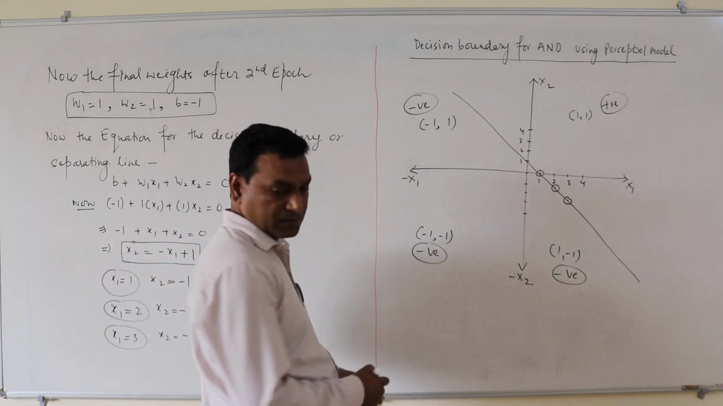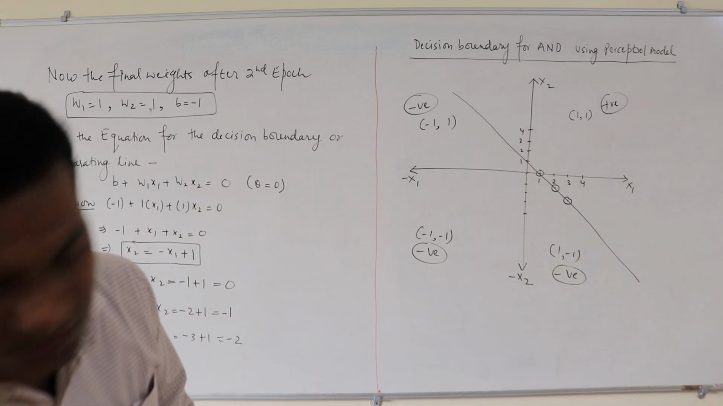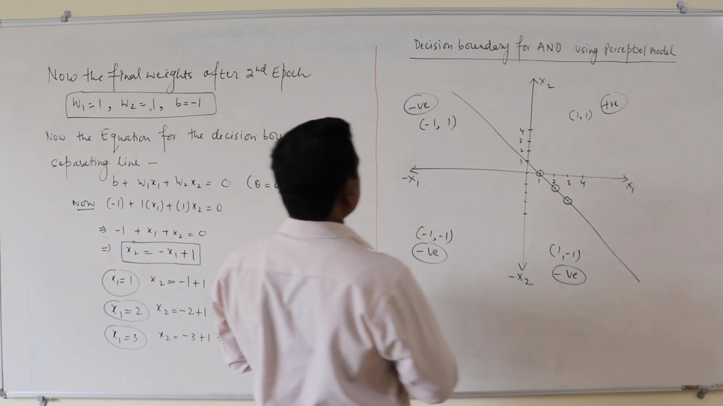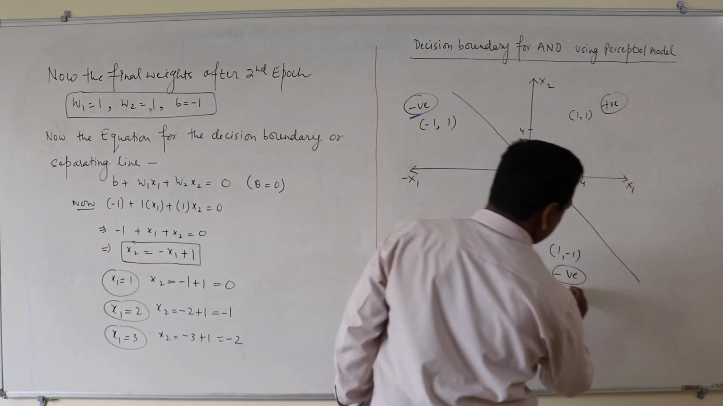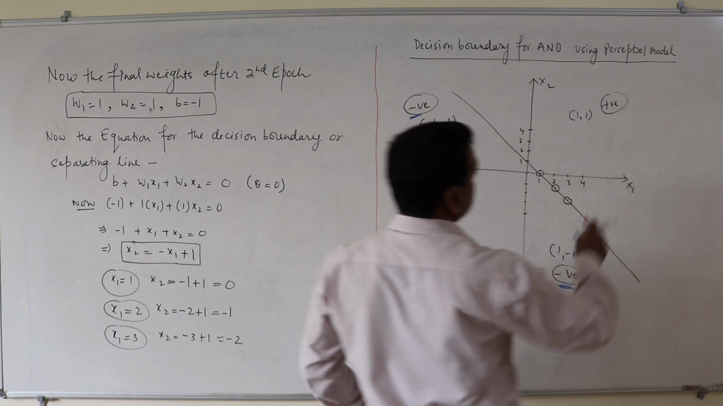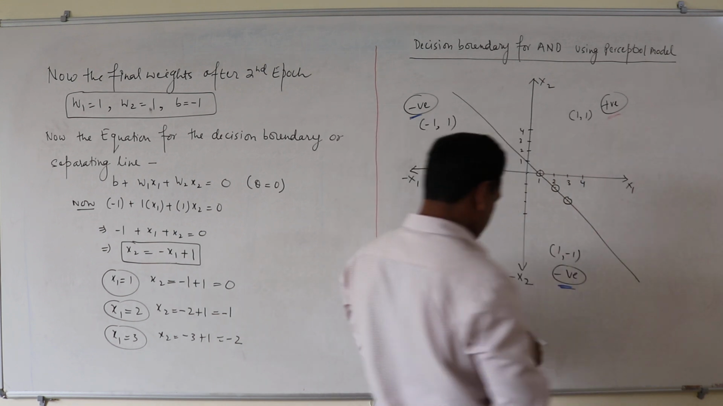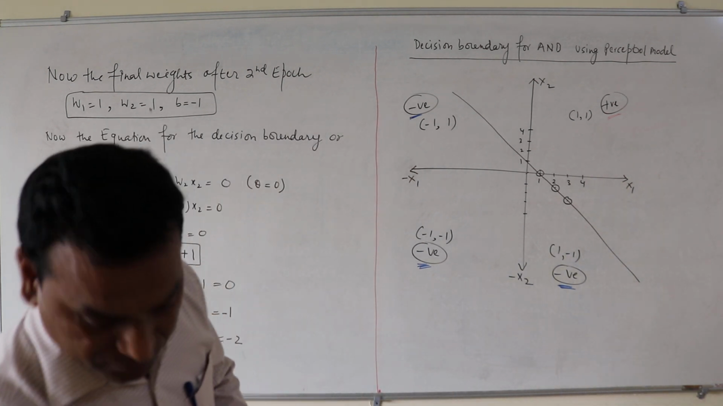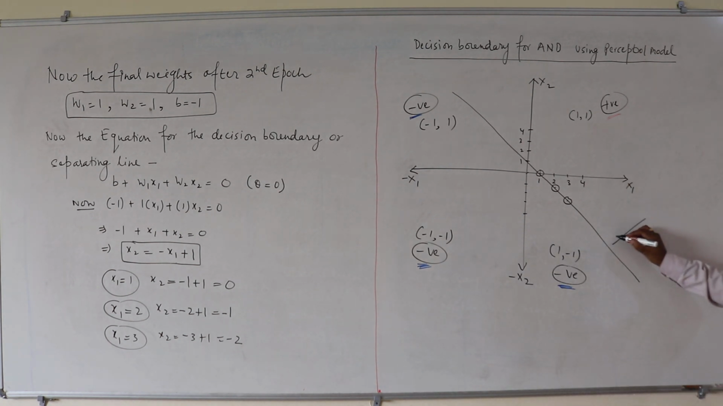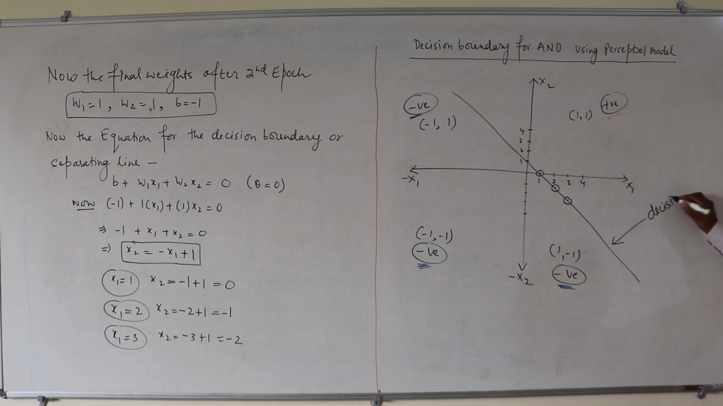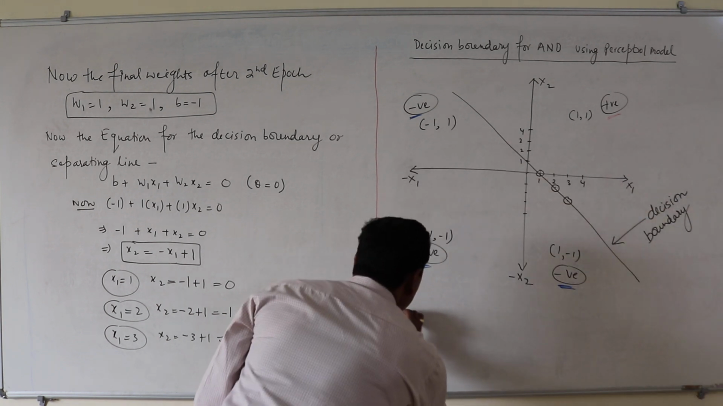So we can also show it. This is the negative region. This is also a negative region. This is also a negative region. And this is the positive region. And this is the equation of the straight line, or decision boundary.